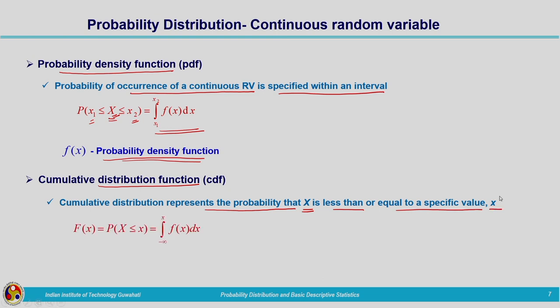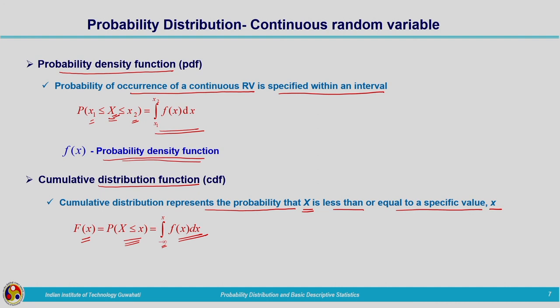It can be represented like this: capital F of x equal to P of X less than or equal to x, that is equal to the integral from minus infinity to x of f(x) dx. In the previous case, we were taking the summation sigma. Here, this is applicable to the continuous random variable, so we are making use of the integral because it is within a range.